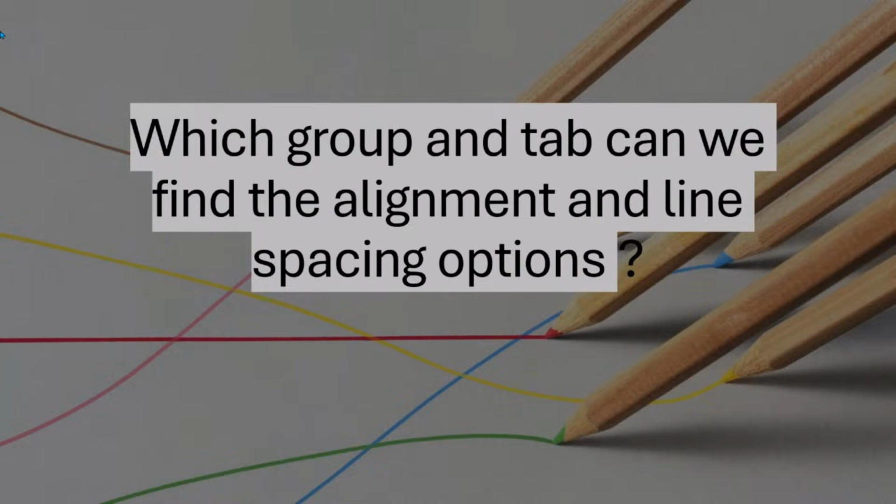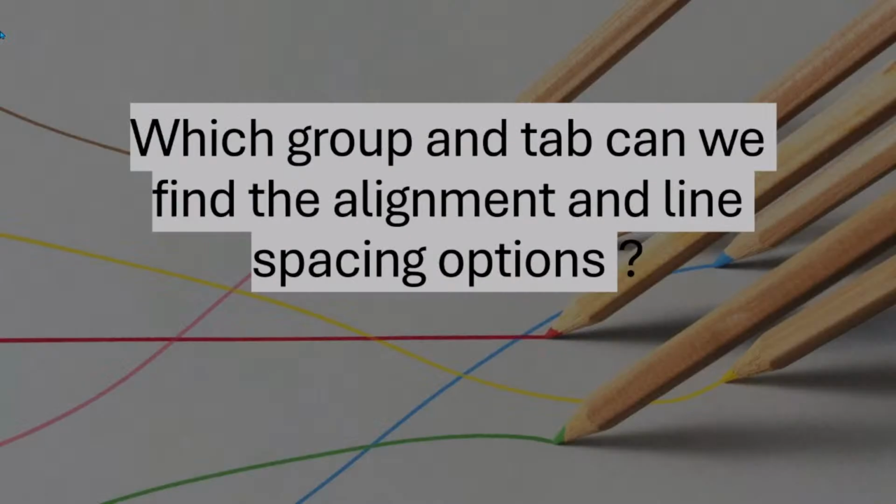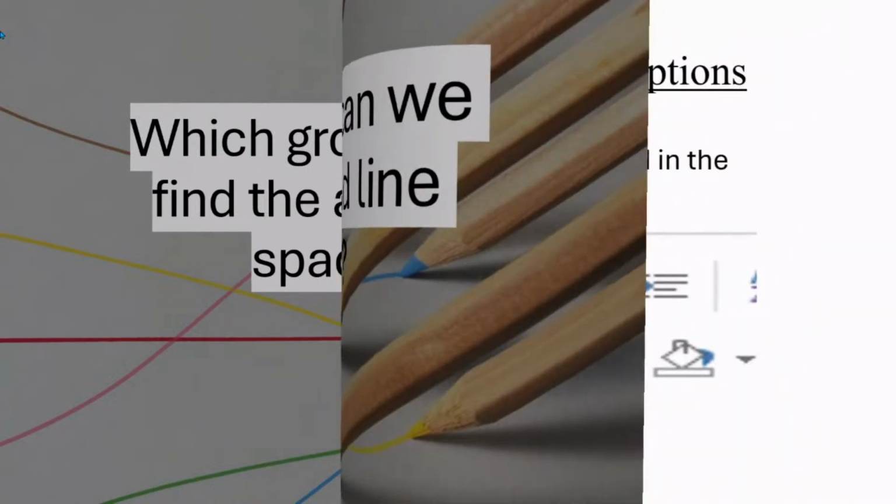Very good, Jalicia. So indeed, it's the paragraph group. So where can we find the paragraph group now? We don't have a paragraph tab, Jodian. So yes, it's the paragraph group. Where can we find the paragraph group now? On which one of the tabs? On the home tab. Very good. So there we have it.